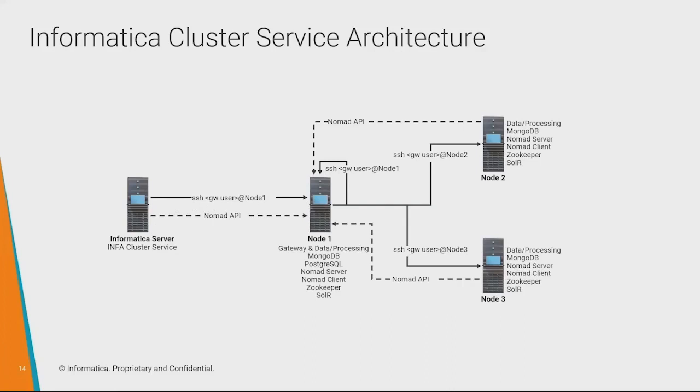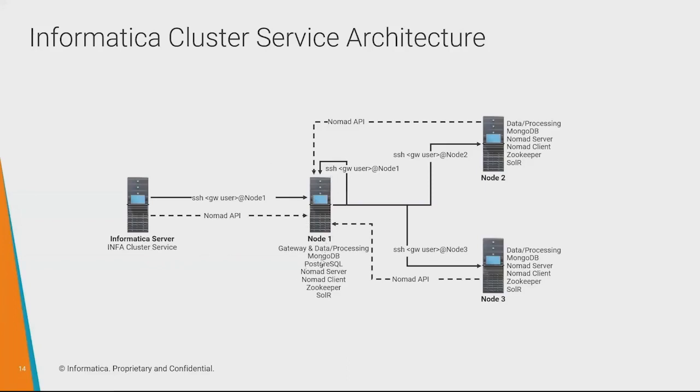And you'll see node 1 is connected to node 2 and node 3. They're all in the cluster, and they all communicate internally through SSH and the Nomad APIs. In this architecture, you can see node 1 is configured as the gateway node as well as data and processing nodes, which means the Informatica cluster service running on the Informatica server is contacting this gateway node for deploying this Nomad and MongoDB cluster.